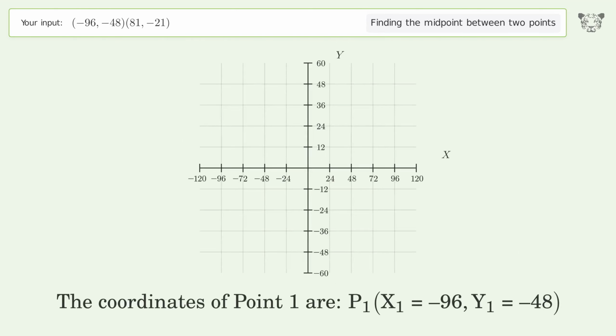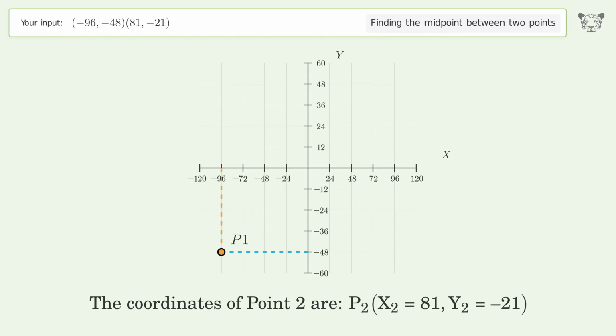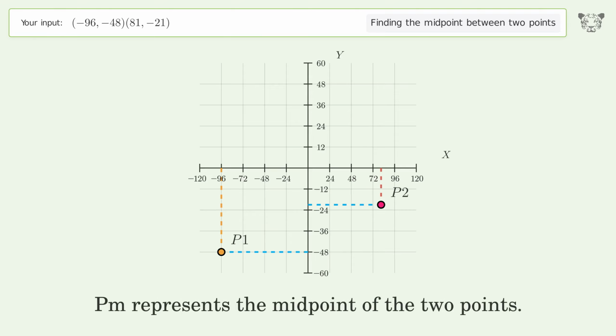The coordinates of point 1 are, x1 equals -96, y1 equals -48. The coordinates of point 2 are, x2 equals 81, y2 equals -21. PM represents the midpoint of the 2 points.